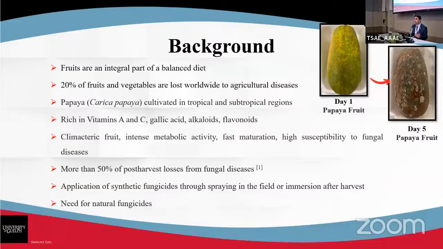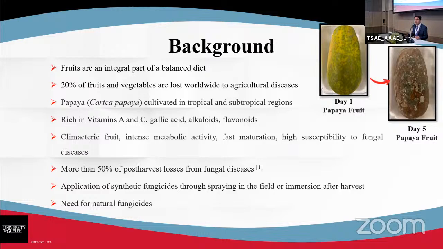And fruits and vegetables are considered a well-balanced diet. However, every year, around 20% of fruits and vegetables are lost due to agricultural diseases. Papaya is one of them. Papaya is a fruit mostly found in tropical and subtropical countries.